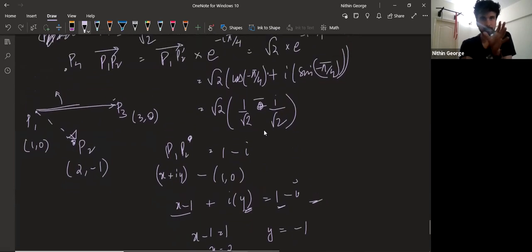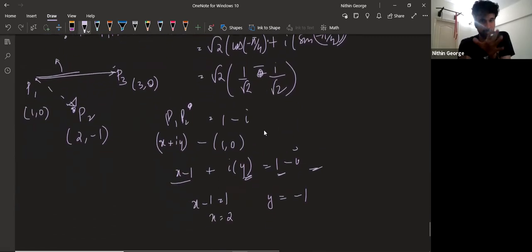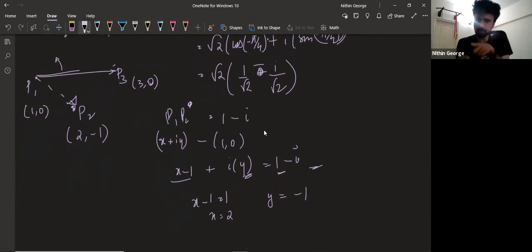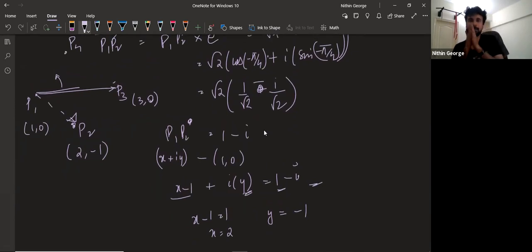It is confusing, but once you have P1, P2, the vector there, you can easily find the points P1 and P2 because you're subtracting one from the other. That's the idea. Okay. Let's try to find the point P4. Guys, did you get this till here? Did you get this till here? Yes, sir.